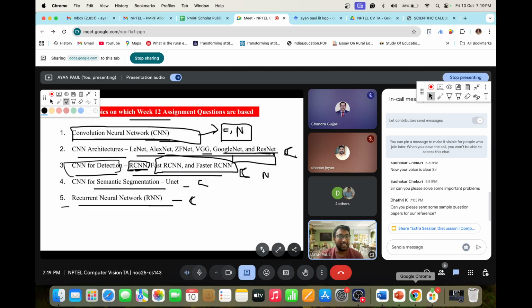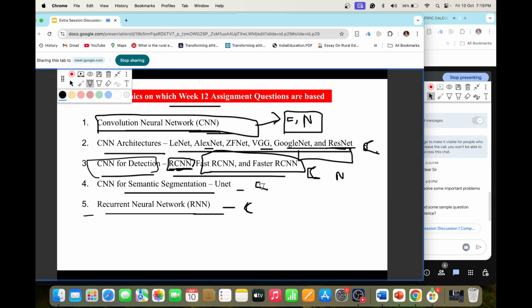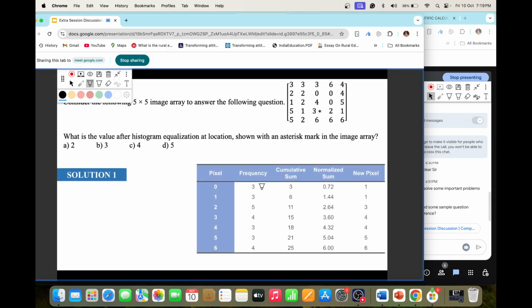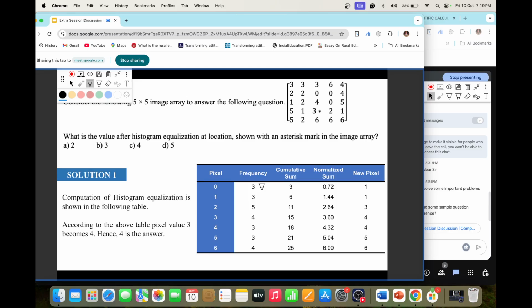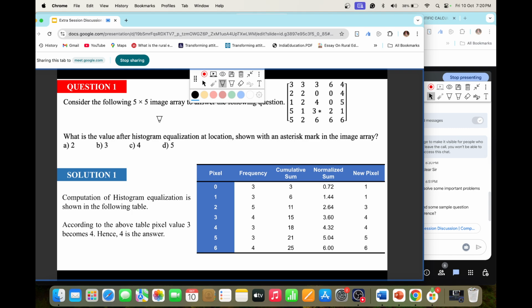So after this, I have just kept few of the questions, but definitely we won't get time to solve all the questions. But at least just go through. Let's get through the concept. So this is regarding the histogram equalization. Okay, histogram equalization. So again, it is very simple.